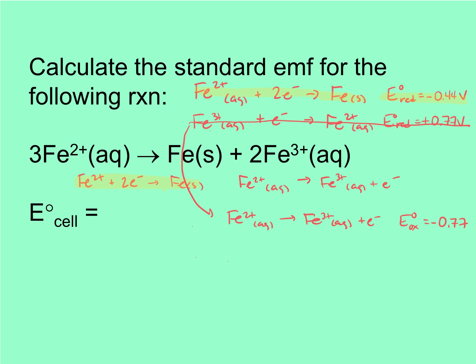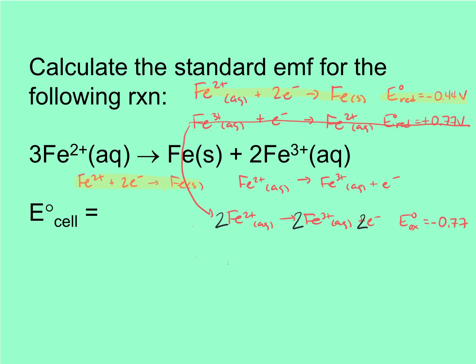If I want the electrons to cancel, because this indicates that 2 electrons were transferred, whereas this one indicated only 1 electron was transferred, I multiply this line by 2, and we get 2 Fe2+, 2 Fe3+, 2 electrons. You can see that the electrons here would cancel. Then if you add up the Fe2+ and 2 Fe2+, you get 3 Fe2+. This is where the Fe solid comes from, and that's where the 2 Fe3+ comes from.